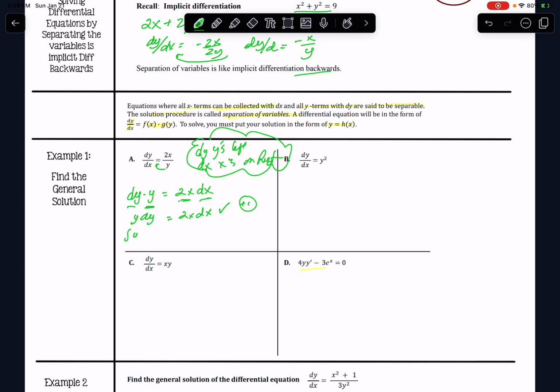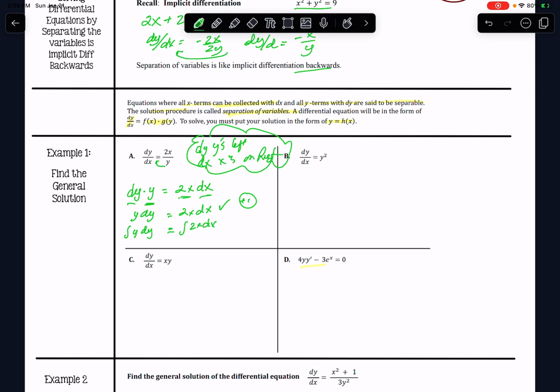So I have the integral of y dy is equal to the integral of 2x dx. So now I am showing that I'm taking the integral. And then the integral of y dy is just y, in terms of y. And the integral of 2x dx would be 2x squared over 2. So that's just x squared plus c. Now, I'm sorry, this would be 1/2, I didn't do that right, 1/2 y squared, right?